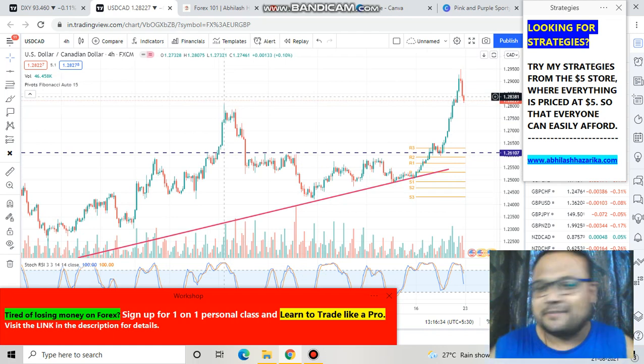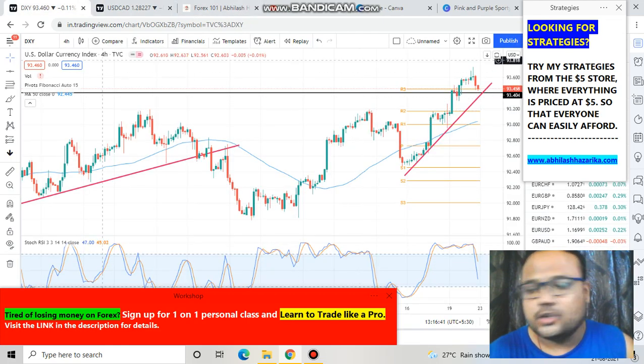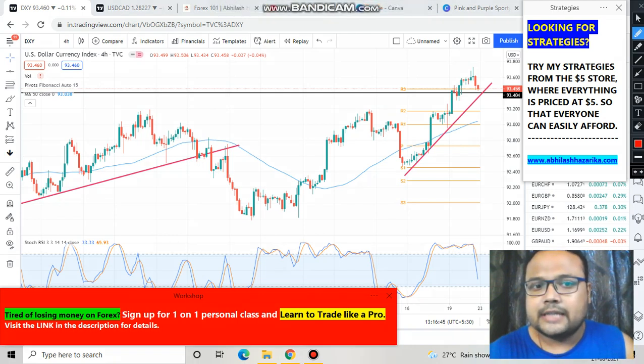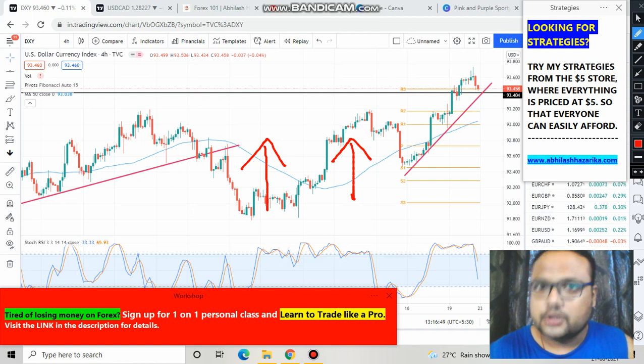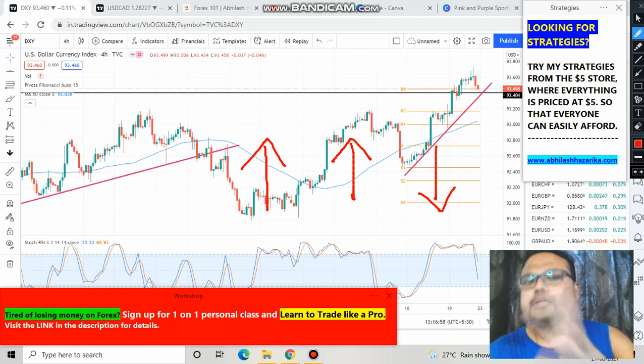Okay, to understand the chart of USD CAD, from this point onwards things will get complicated, so try to understand my words. To understand the chart of USD CAD, we need to understand the chart of DXY, the US dollar. If you do not have any idea about the US dollar, you must understand that if the dollar goes up, then USD CAD and USD CHF also go up generally. And if the dollar goes down, then we see EUR USD and GBP USD going up. It means that they are correlated. So if the dollar goes up, then we see USD CAD also going up.